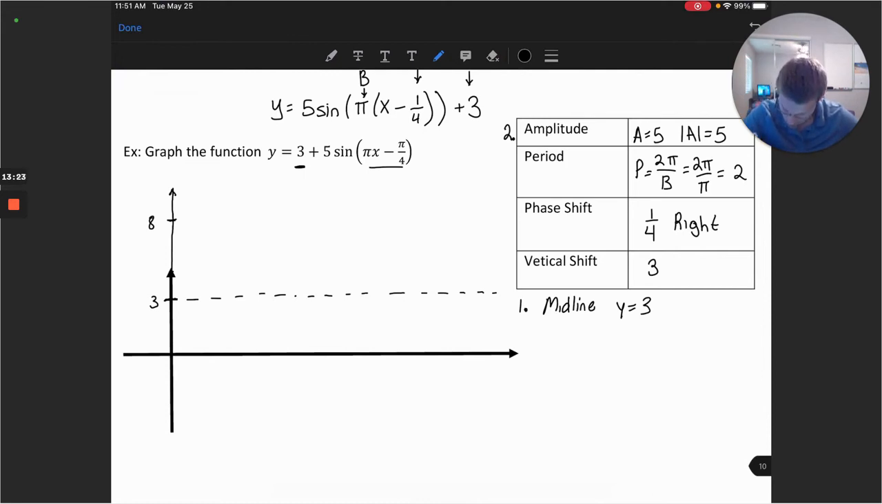And then the minimum would be 5 lower than 3, and that would be down here at negative 2. So since we have an amplitude of 5, our graph is going to be between negative 2 and 8. So that's the range of our sine function, negative 2 to 8.